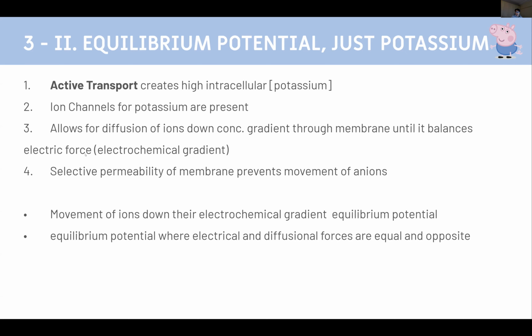I've got a few diagrams on the next page which will illustrate this better. And finally, selective permeability of the membrane is going to prevent the anions from also moving with our potassium. So the ions will move down the electrochemical gradient until we reach equilibrium potential. And equilibrium potential is where those two forces, electrical and diffusional, are basically equal and opposite.